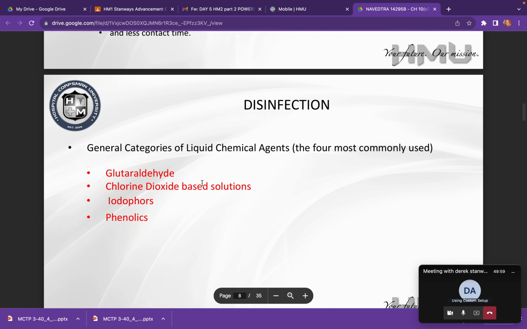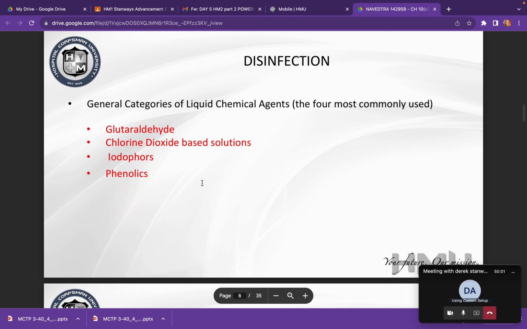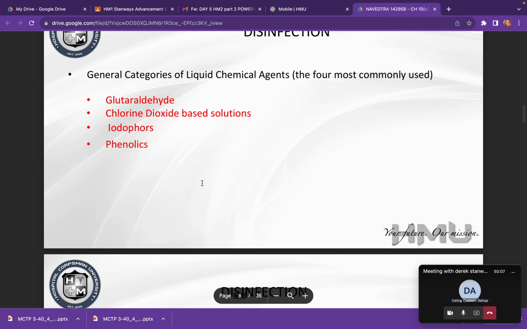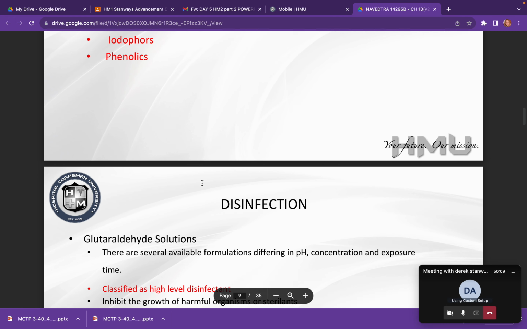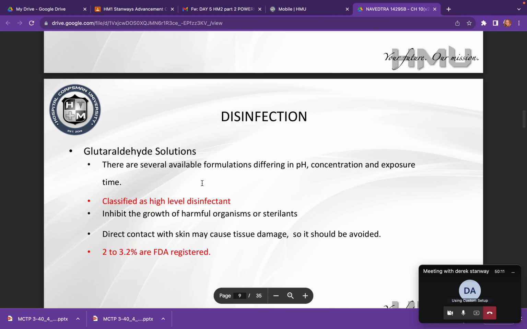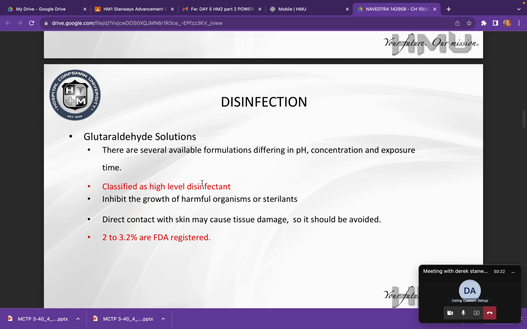General categories of liquid chemical agents. The four most commonly used are glutaraldehyde, chlorine dioxide-based solutions, iodophors, and phenolics. Glutaraldehyde solutions have several available formulations differing in pH, concentration, and exposure time. They're classified as high-level disinfection by the EPA. They inhibit the growth of harmful organisms, or act as sterilants.